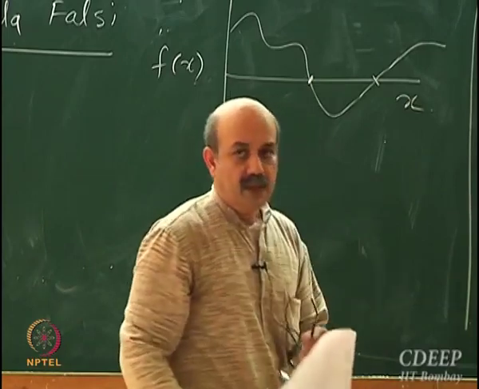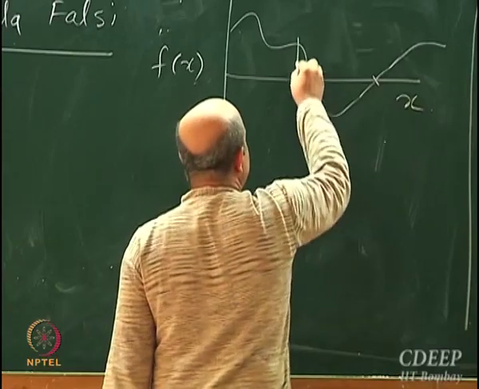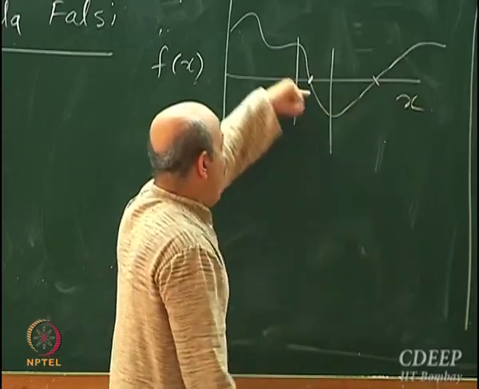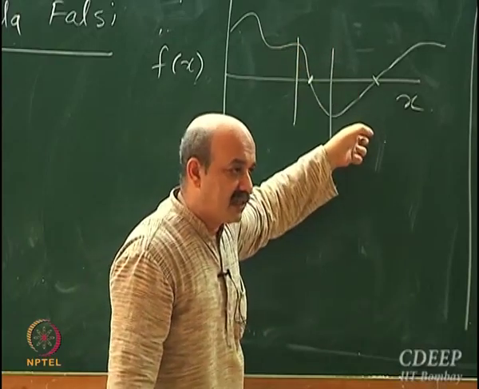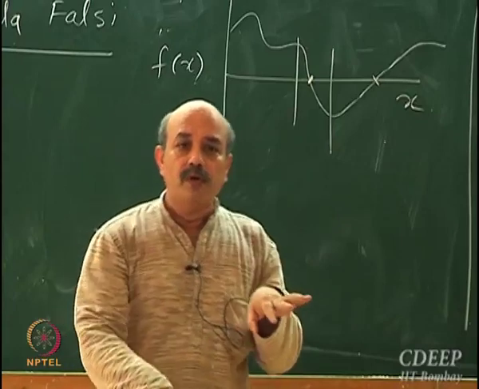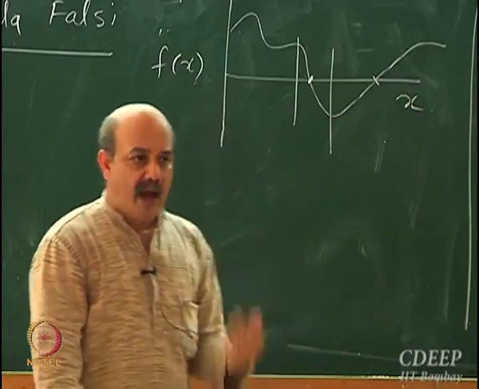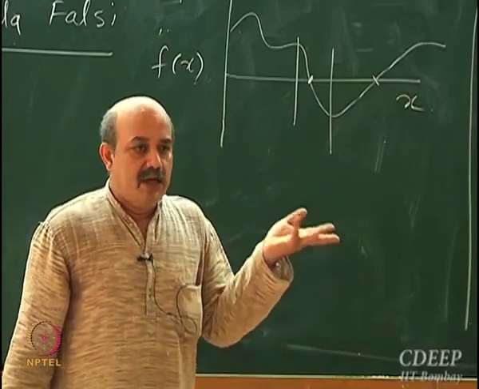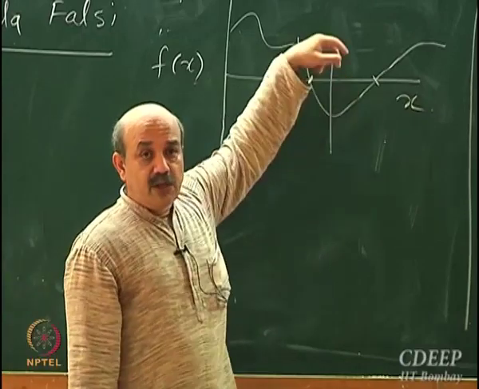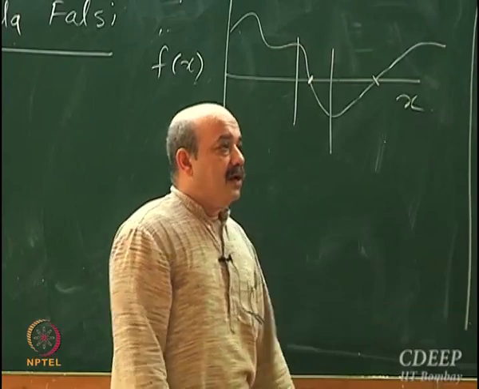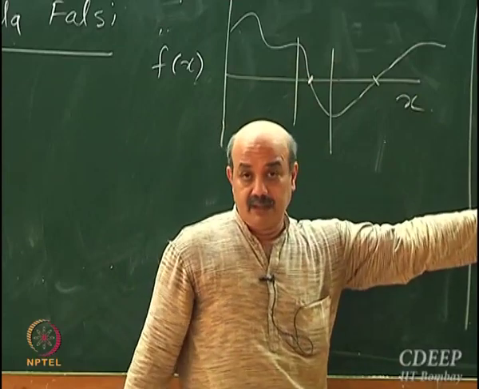Okay. Now, one observation is that whenever there is an interval in which f of x has positive sign on one side and f of x has negative sign on the other side, f of x crosses 0. If f of x is a continuous function, okay, it will cross 0 somewhere, at least once. It may be multiple times, okay, we do not know, but at least once it crosses 0. Okay, so this regula falsi method actually tries to use this idea and makes a modification to the secant method.